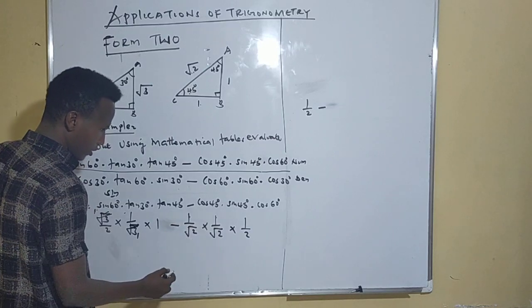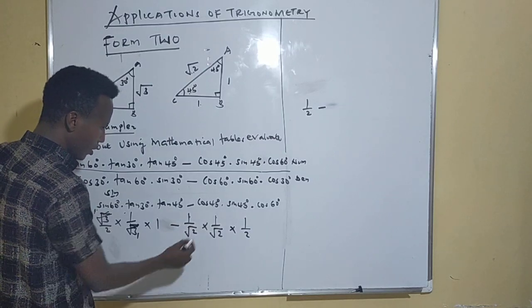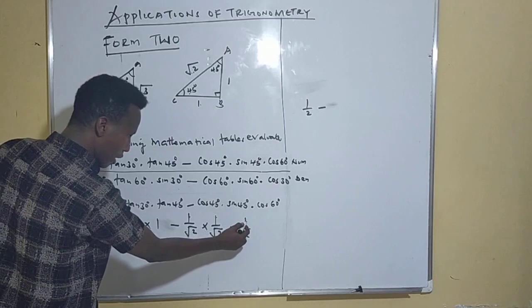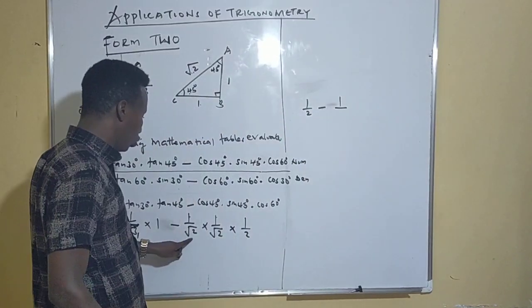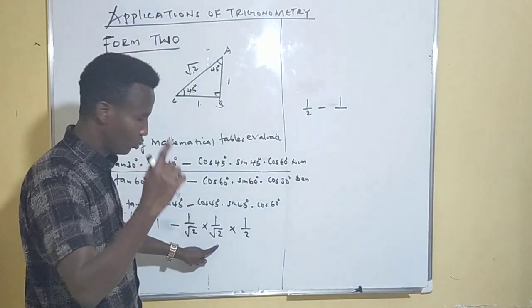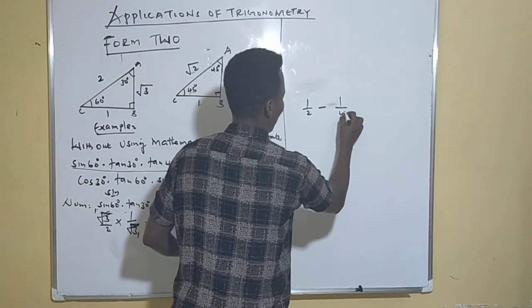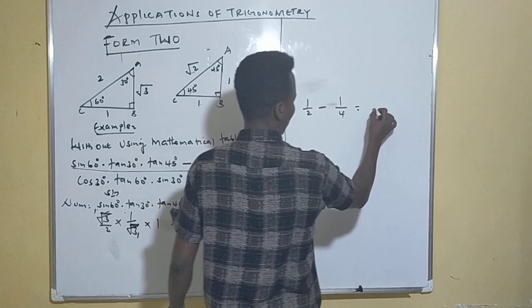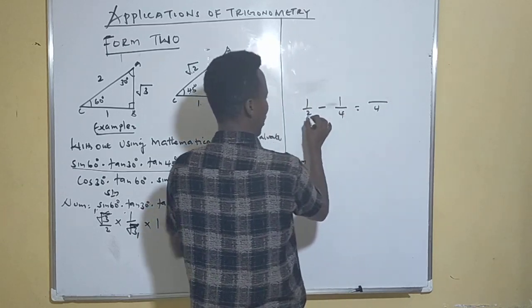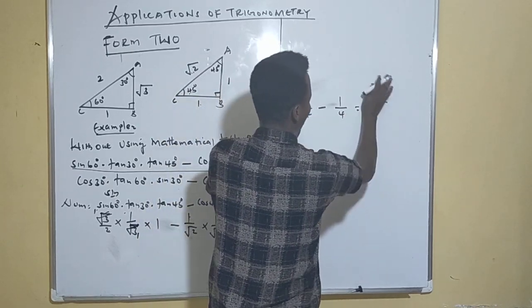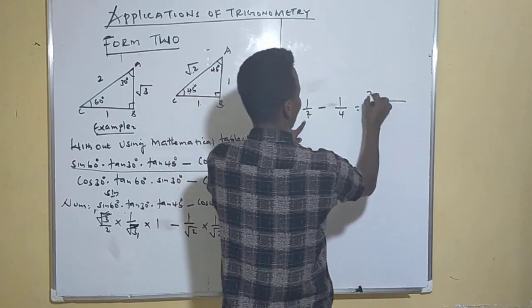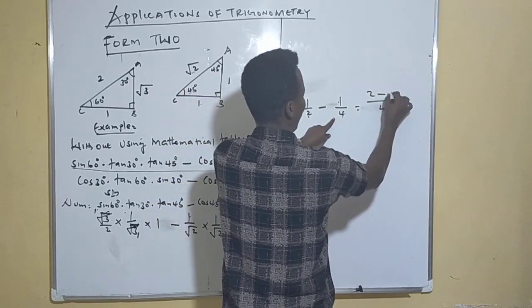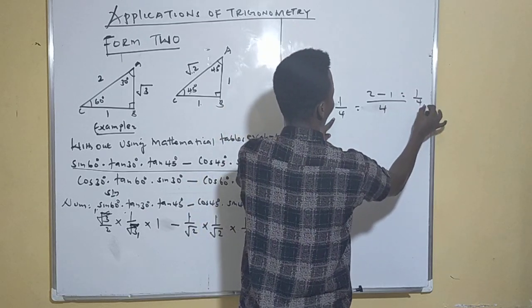1 times 1 is what? Is 1. So times 1 is 1. Okay? To not change. Root 2 times root 2 is root 4, which is 2. Times 2, 4. So subtract now. The LCM is 4. This divided by this. Look here. Our LCM is 4. This divided by this is 2. Minus, again 1. This is 1 out of 4.